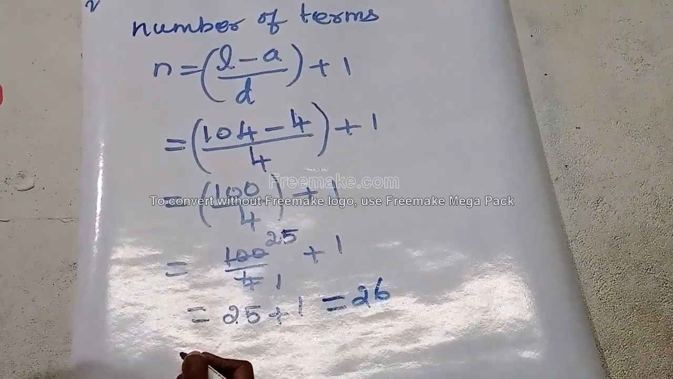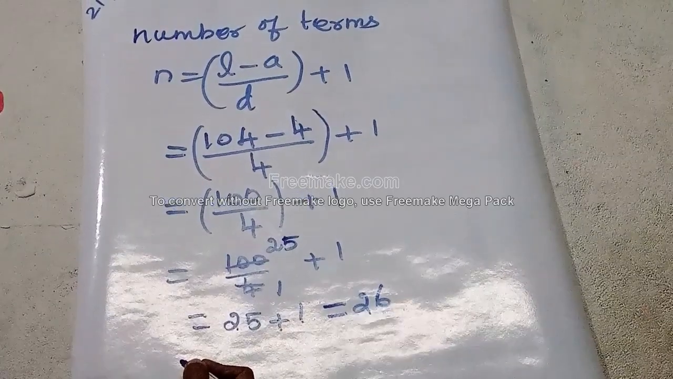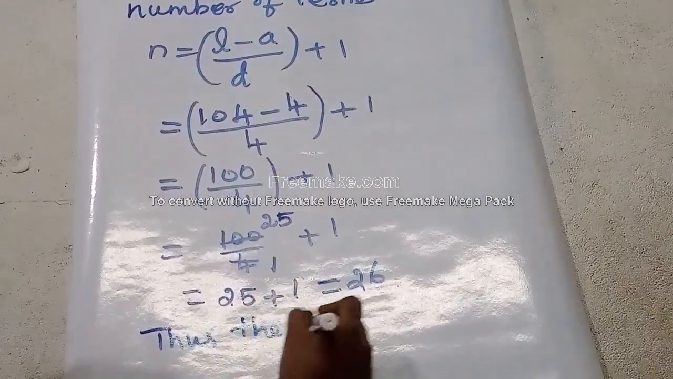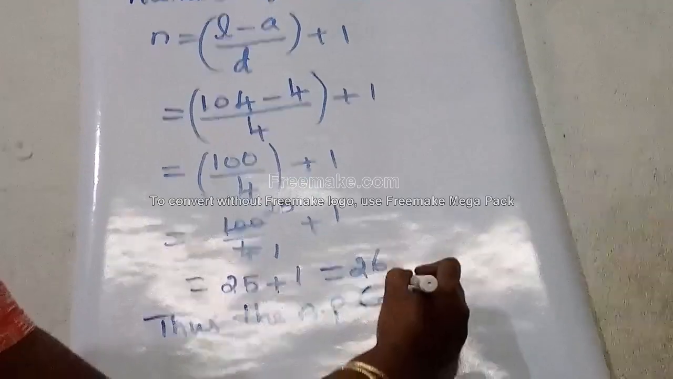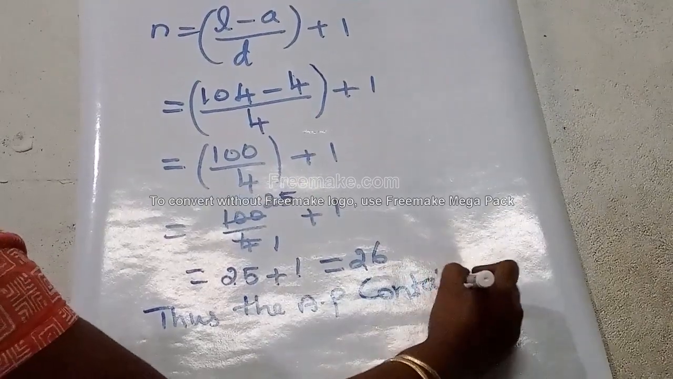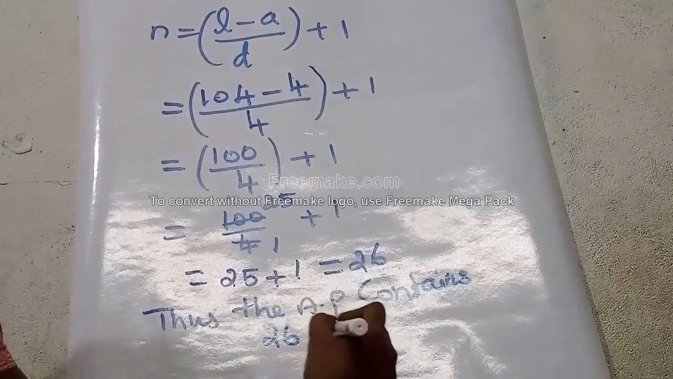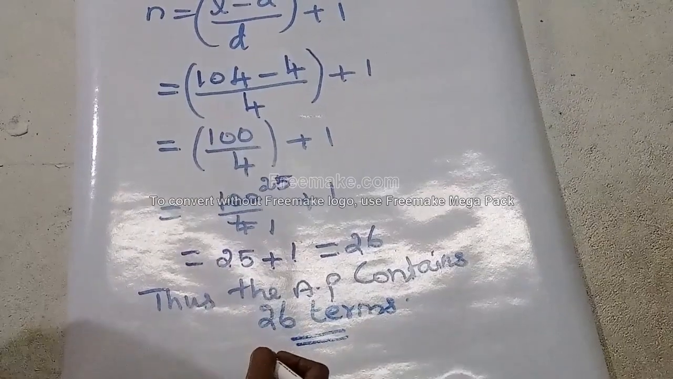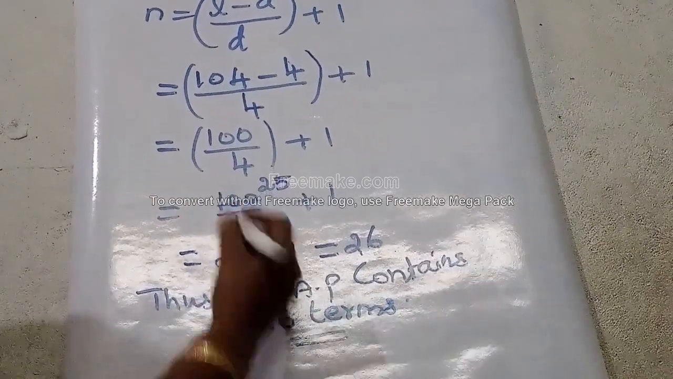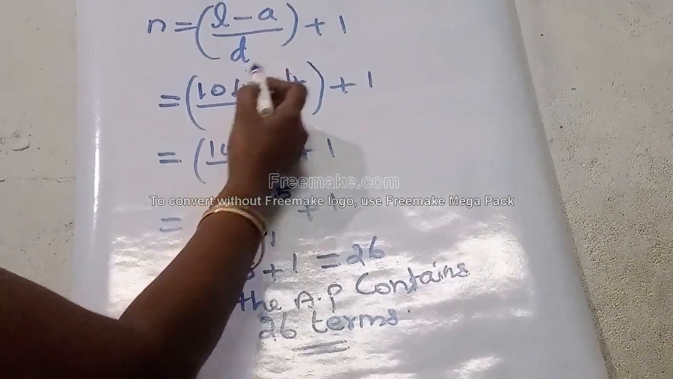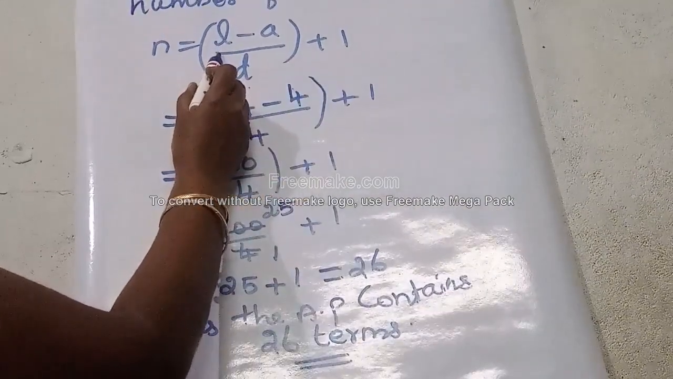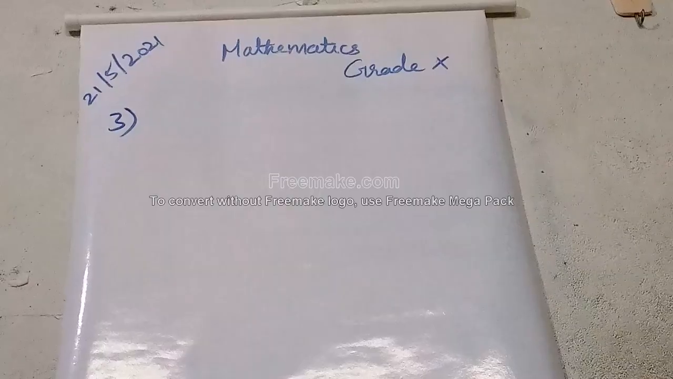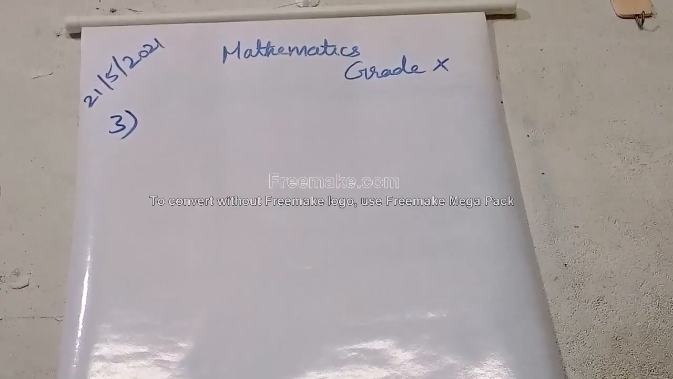So what answer we have to write? Thus the AP contains 26 terms. Okay, understood students? To find the number of terms, what formula we have to use? N is equal to L minus A by D plus 1. Here L means last term, A means first term, D means common difference. Okay students? Let's write the next question.